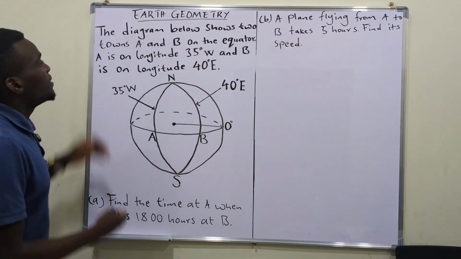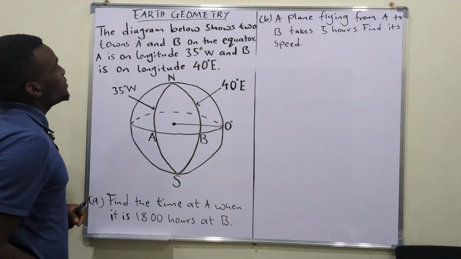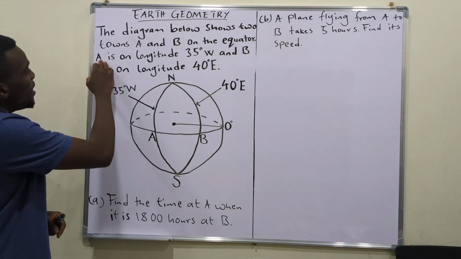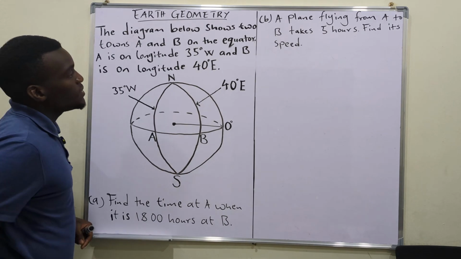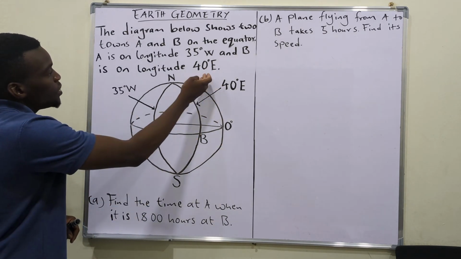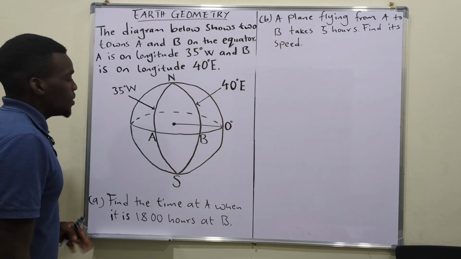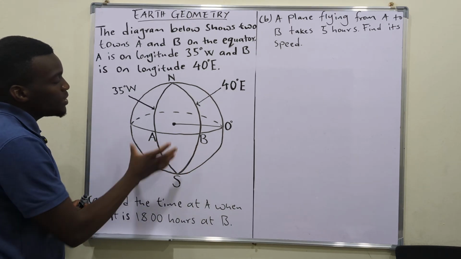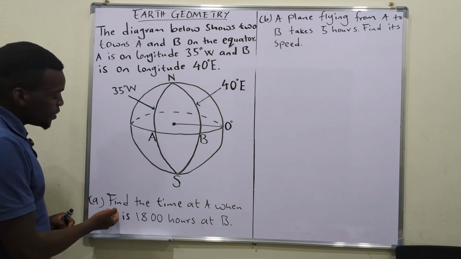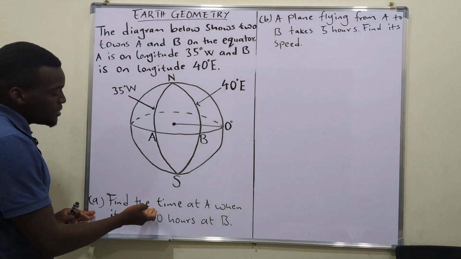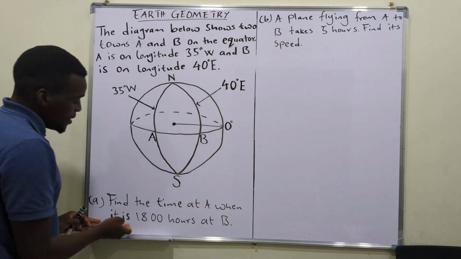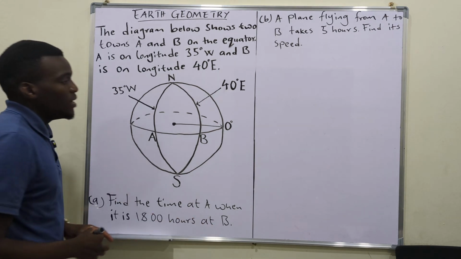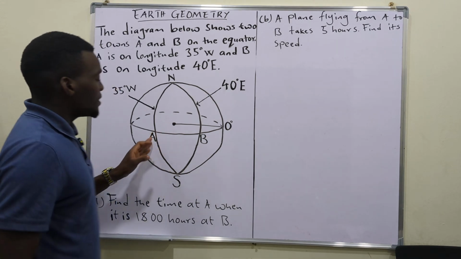The question says, the diagram below shows 2 towns A and B on the equator. A is on longitude 35 degrees west and B is on longitude 40 degrees east. So here's the diagram showing 2 points A and B on Earth's surface. The first part of the question says, find the time at A when it is 18 hours at B.